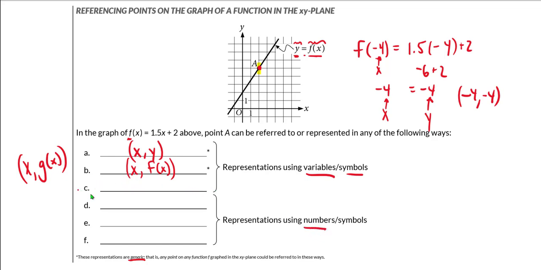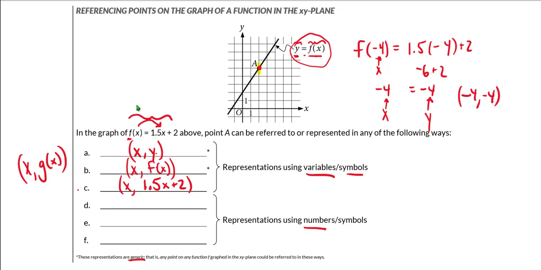The third representation using variables or symbols is we could write point A as x comma 1.5x plus 2. So remember, we just said that y and f of x are equal to each other. You can see that right there. We're plotting f of x as the y values. Well, remember, f of x is also equal to 1.5x plus 2. In other words, any point along this line is going to have an x value, and then a y value that is equal to 1.5x plus 2. So we could express our y values in terms of x as 1.5x plus 2.